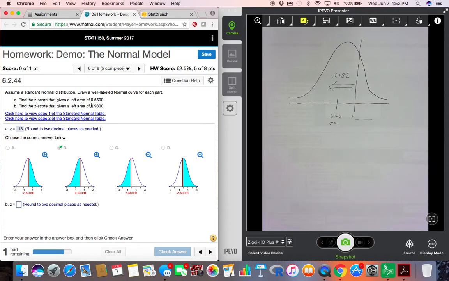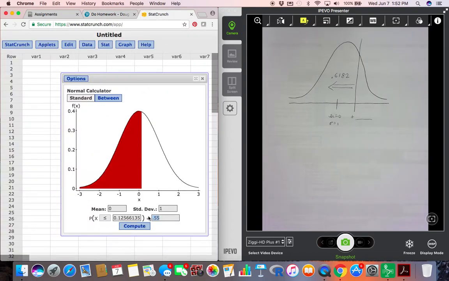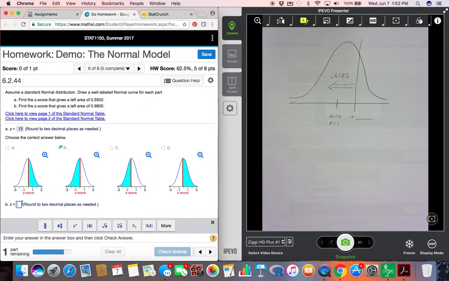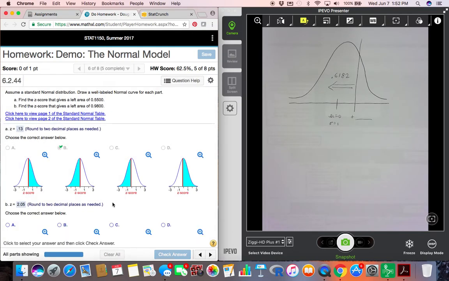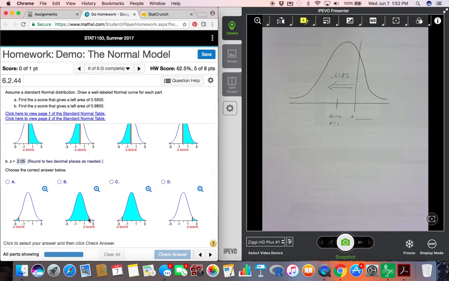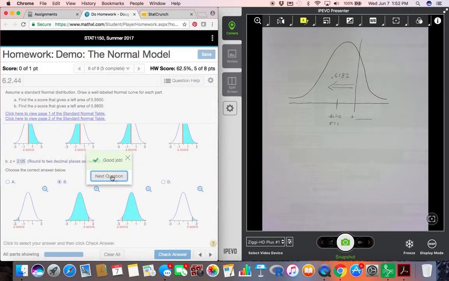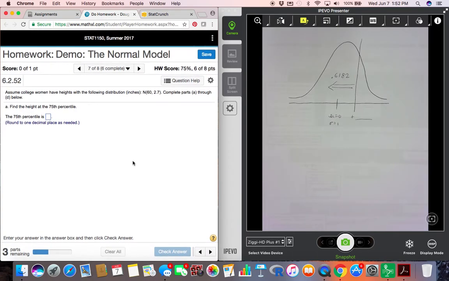Now I get to work number 2, 0.98. So the z is, we've already done this, 2.05. I have to pay more attention when I go on to new problems and not try to work old problems. So 2.05 to the left would clearly be B. All right, next question. 7 of 8.